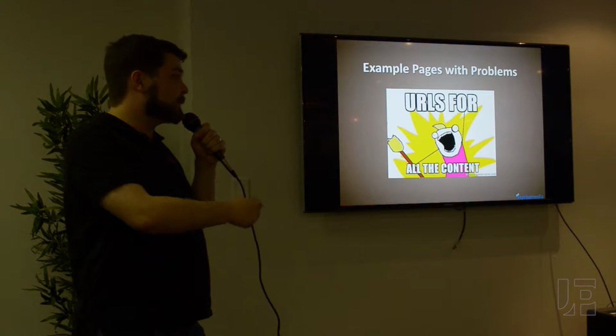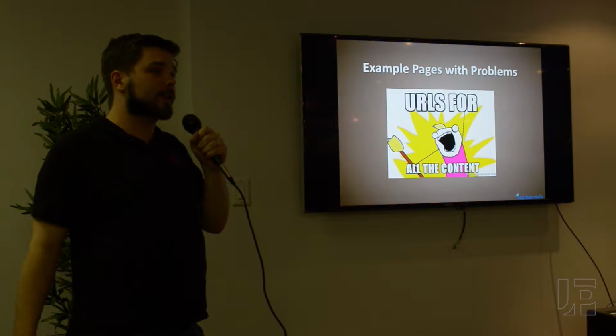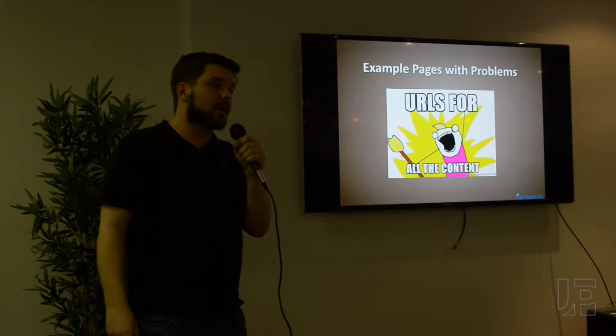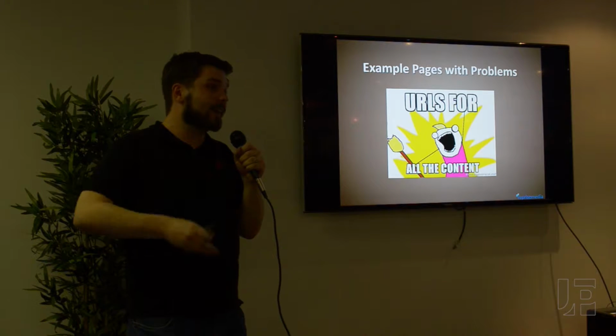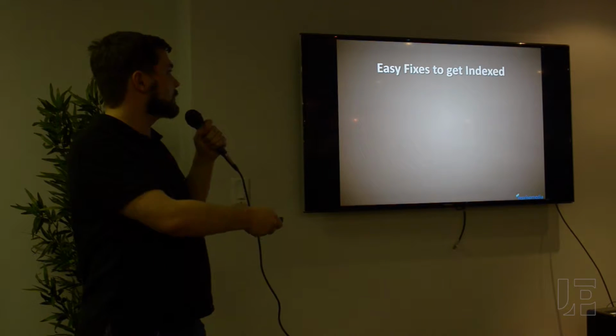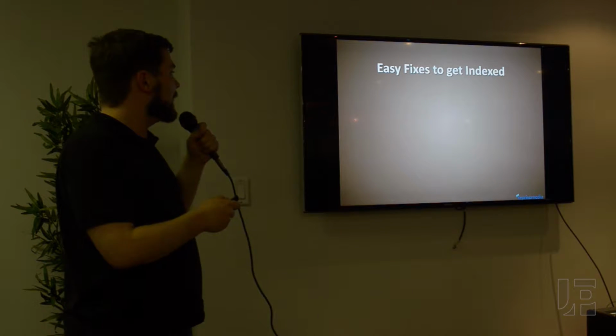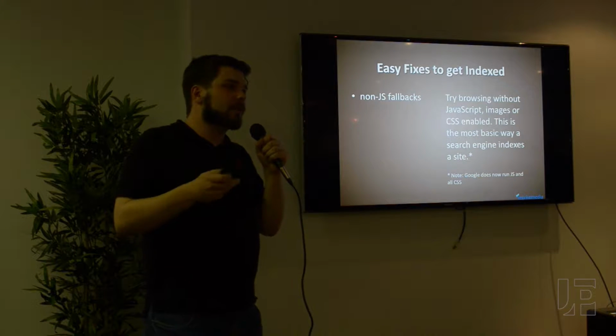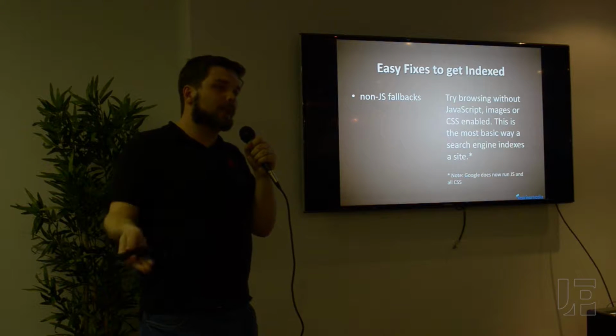So, the most basic answer, URLs for all the content. That's really the most basic way to look at it. If you can't access that content at a URL, then you need to do something so that that is possible. But to talk about some more specifics, other easy fixes to get indexed. So, non-JavaScript fallbacks. This is one of the most basic ways that search engines look at websites today.